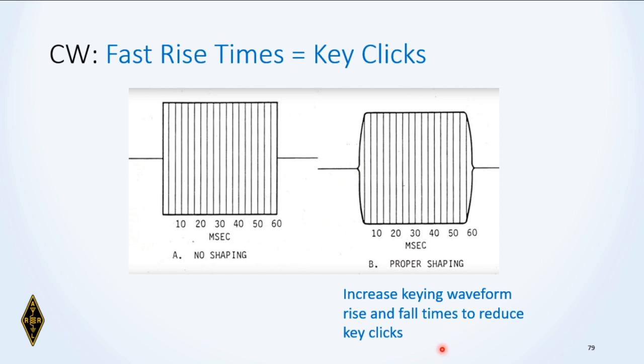And here's something that you have to think about. Increased keying waveform rise and fall times to reduce key clicks. Now, when you increase keying waveform rise times, that means it takes longer to get to the top. Does that make sense? So if we're going to increase the rise time, it's going to look more like this. If we decrease the rise time, it's going to look more like that. So keep increase and decrease straight, because that's going to matter in a minute.